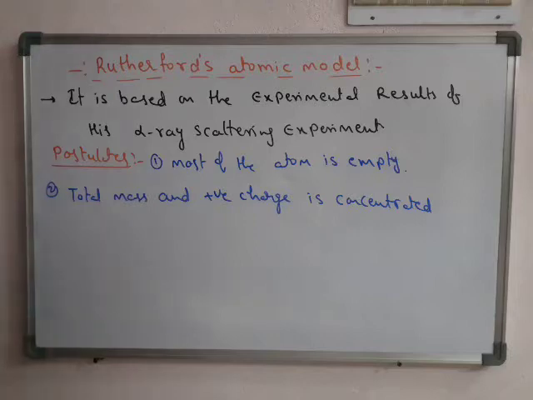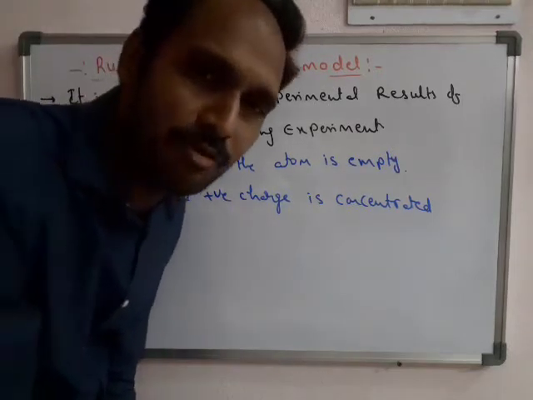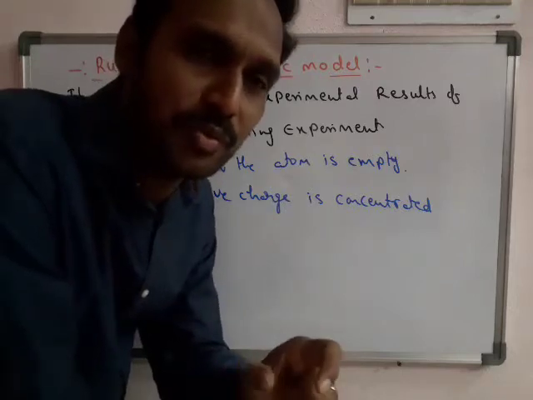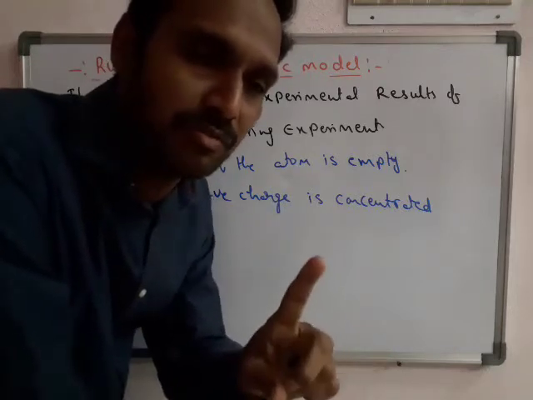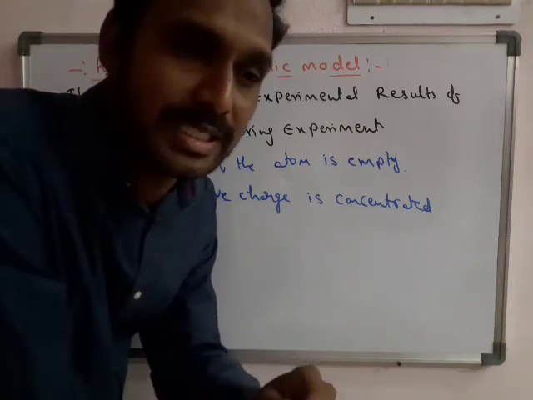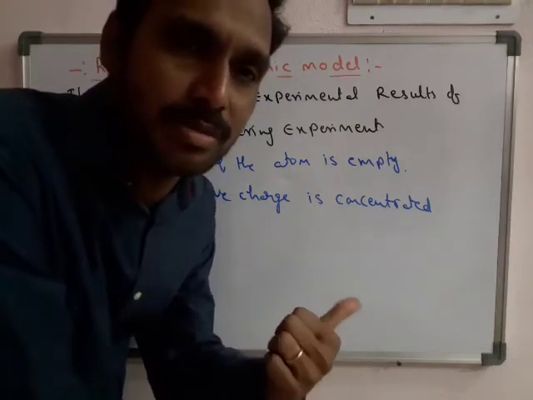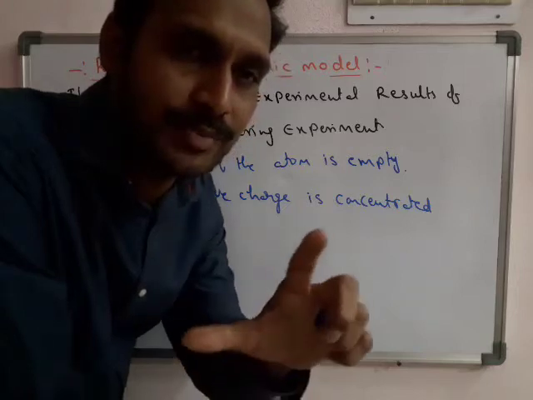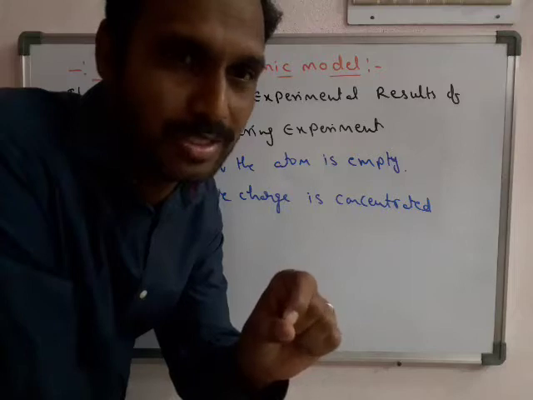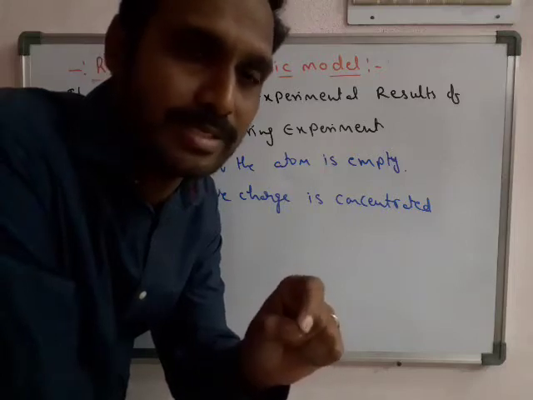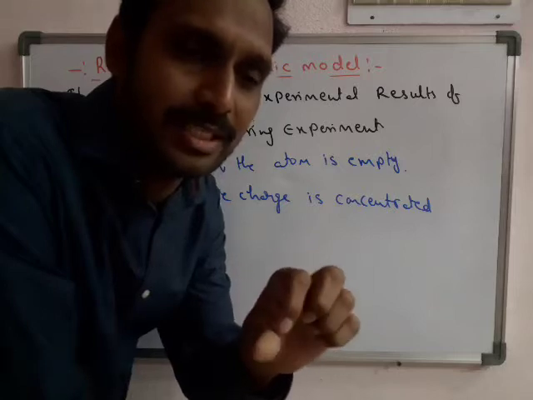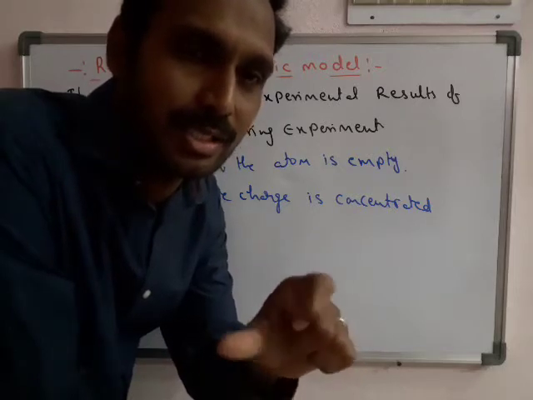With the help of his results, it is also observed that very few rays are bounced back. One ray in 20,000 rays, one particle in 20,000, bounced back, which indicates that the positive charge is present in a very small region in the atom.